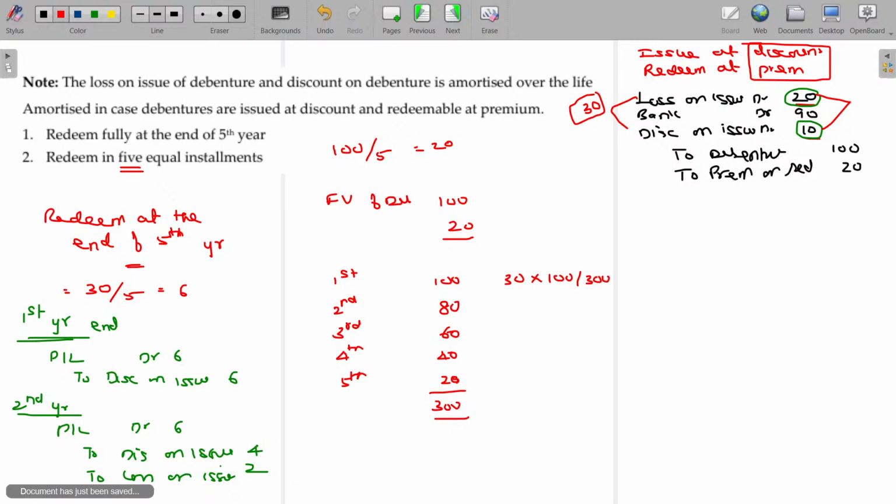So 100 by 300 will be the amortized value in the very first year. Second year, 80 into 30. What is the balance due you have in the beginning of second year? 80. So 80 by 300, then 30 rupees is the amount amortized over the period. Then 60 by 300, and then 30 into 40 by 300. Here 30 is the loss into the loan in the beginning divided by the overall summation of all the loan put together in all the years.